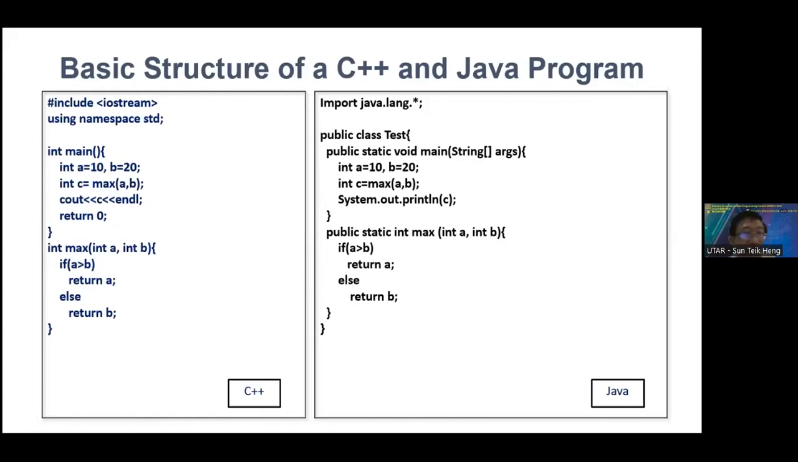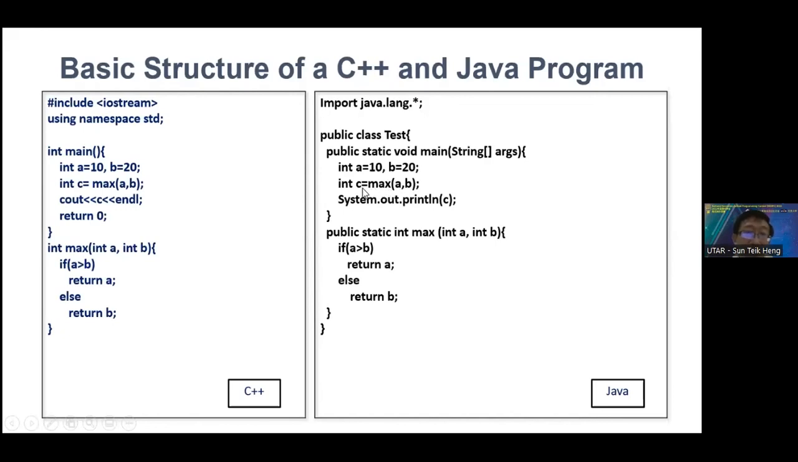Right? Sequentially. Now in Java, you can see Java is also the same. You see here, we have A given the value 10, B given the value 20. And then this max function is for us to determine which one is larger. Is the value in A larger than the value in B? It returns the larger value among them. So in this case, 20 is larger, so it returns 20.